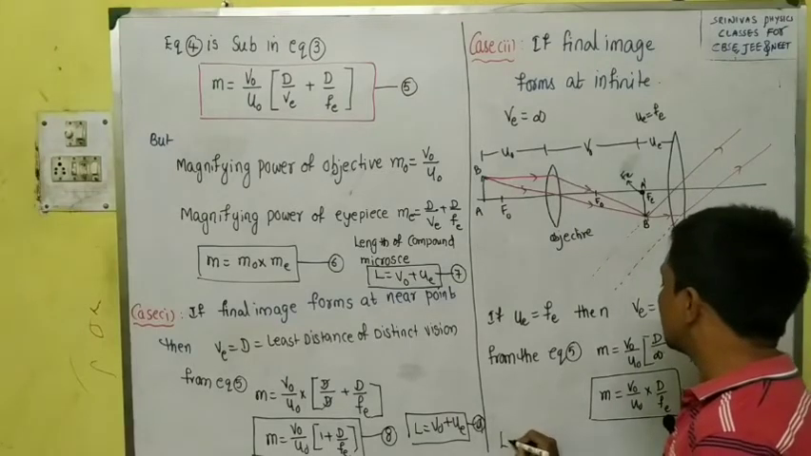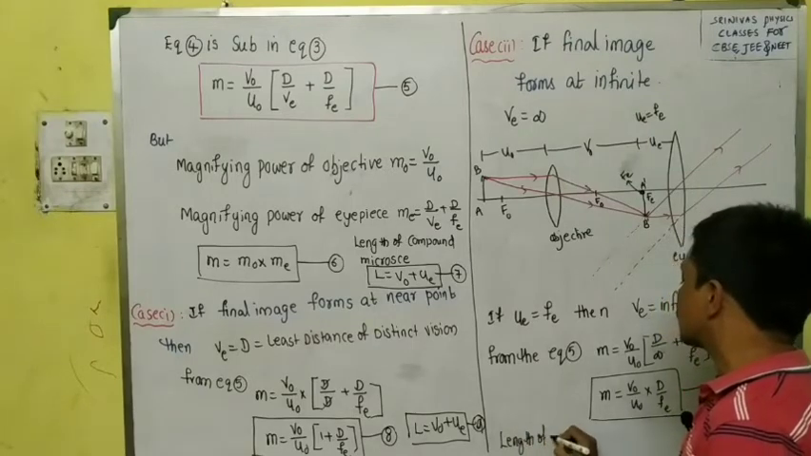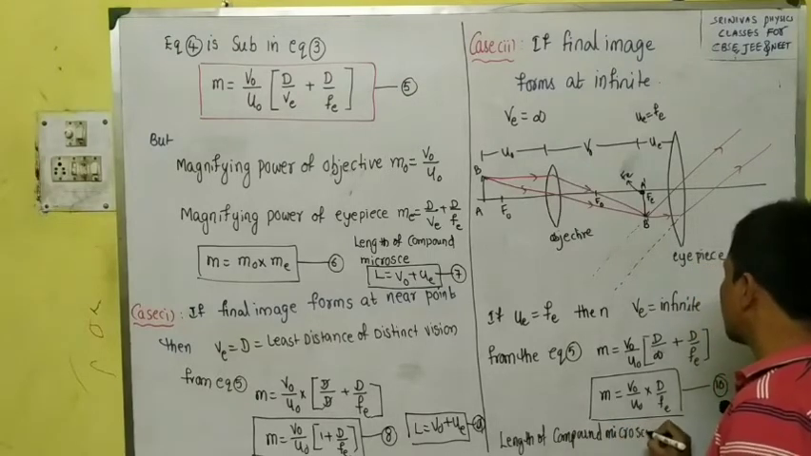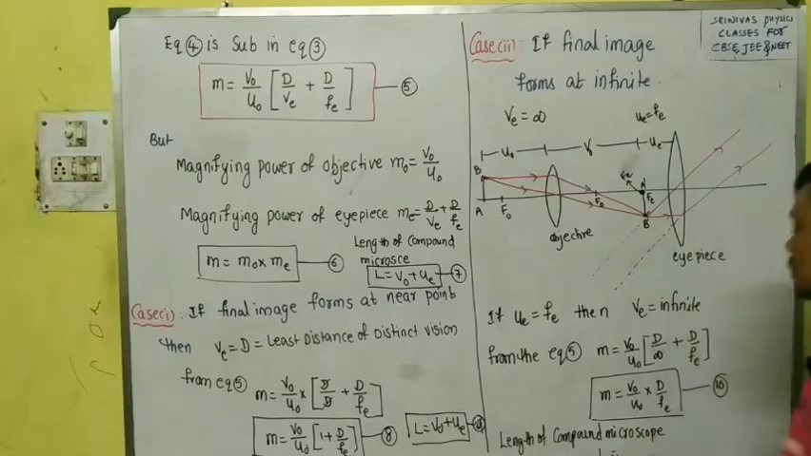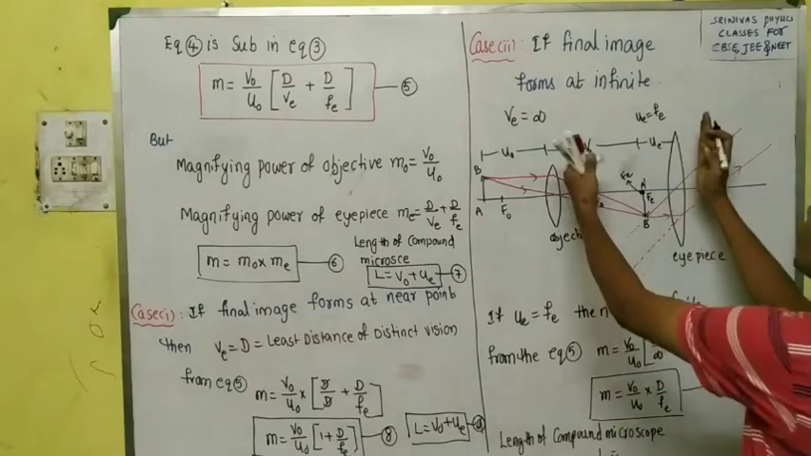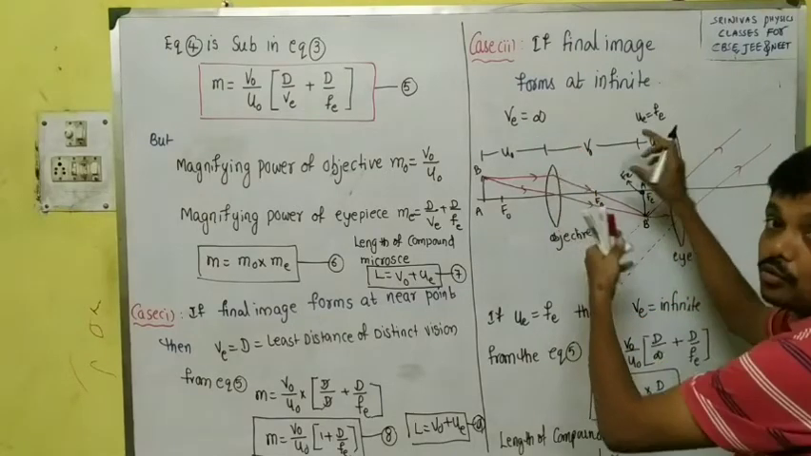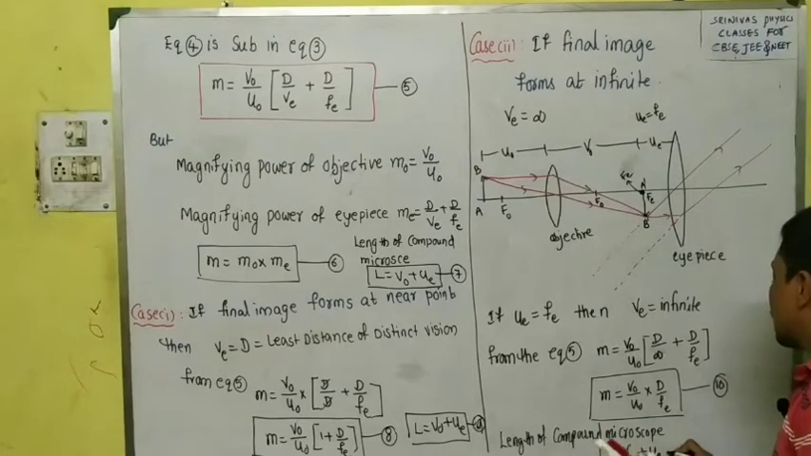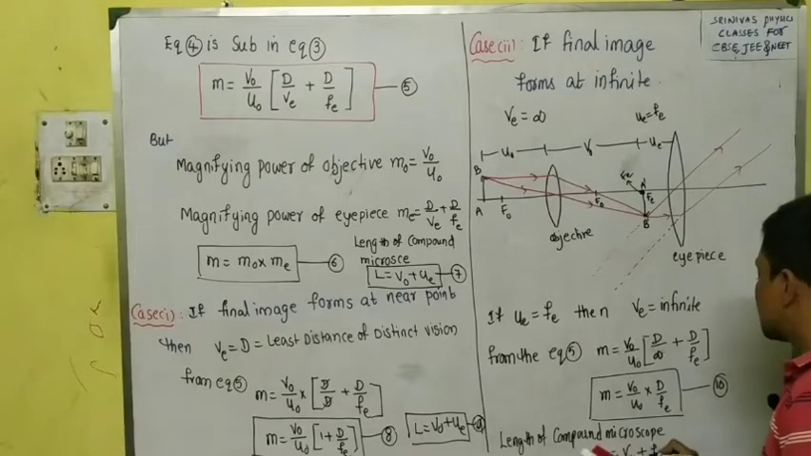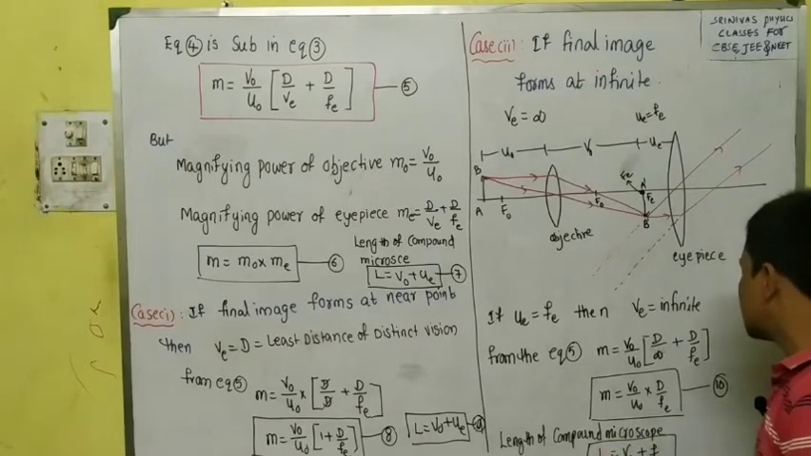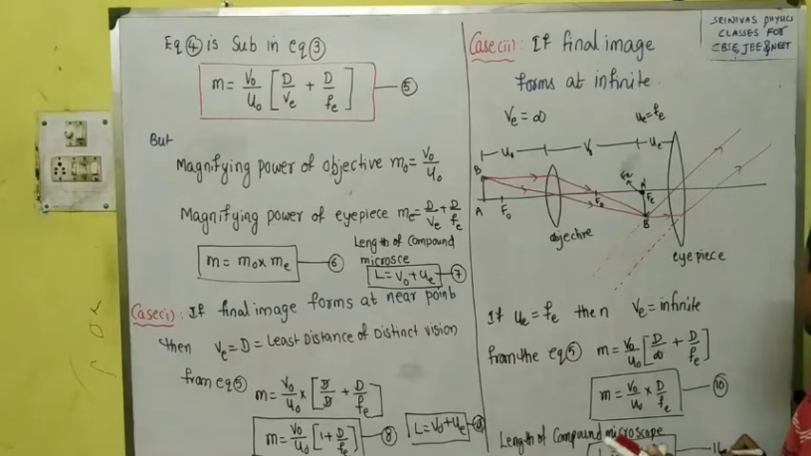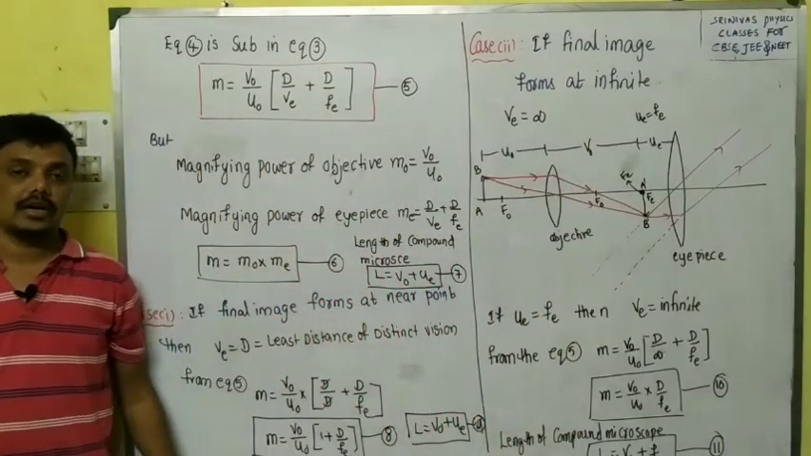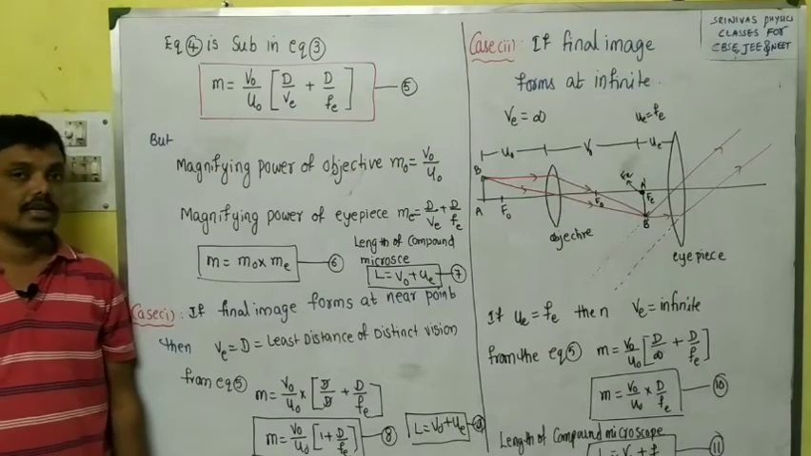And next, the length of the compound microscope. We write L is equal to v0 plus ue, but ue should be fe in order to form the final image at infinity. So L is equal to v0 plus fe. This is equation 11. Take a screenshot and note it down, and I will explain one more point regarding this, and then I will close.